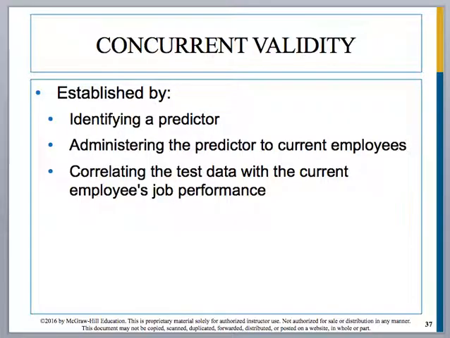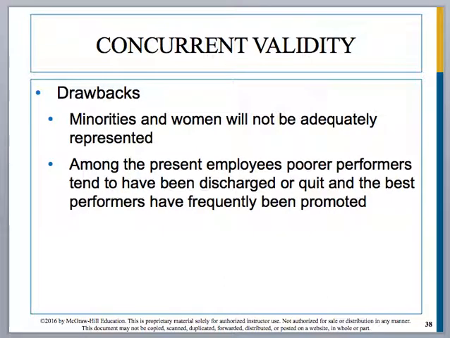Now, concurrent validity, you are identifying the predictor. You're going to administer it to your current employees, and then you're going to correlate the test data with your current employees' job performance. The drawbacks are that women and minorities will not be adequately represented, and poor performers tend to quit or they're terminated from their job, and the best performers have frequently been promoted.